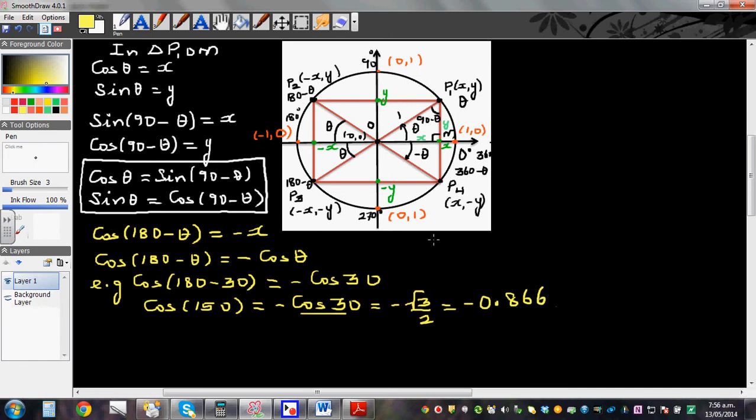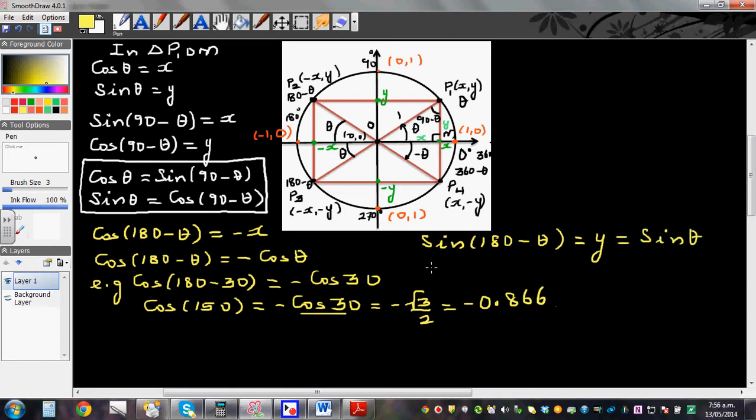Okay, so what is sine 180 minus 30? So you have to find the y coordinate when the particle has moved 180 minus theta degrees. When the particle has moved 180 minus theta degrees, the y coordinate is y. Okay, and what is y? Y is sine theta.